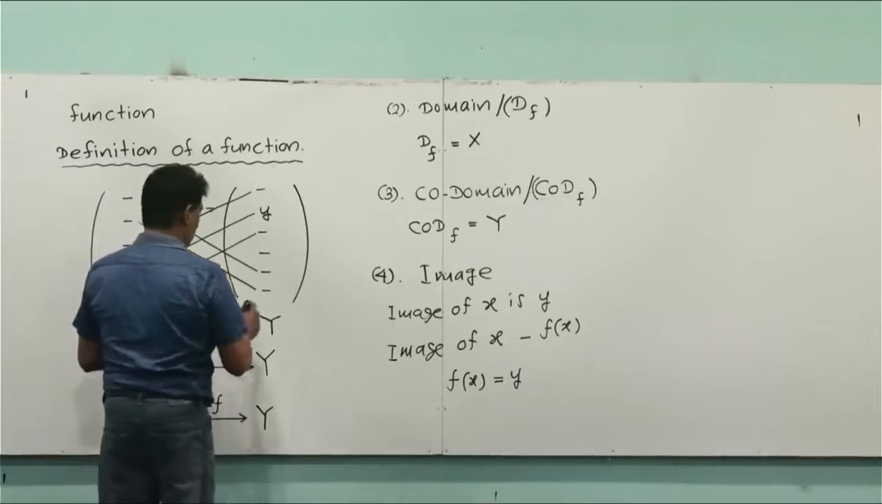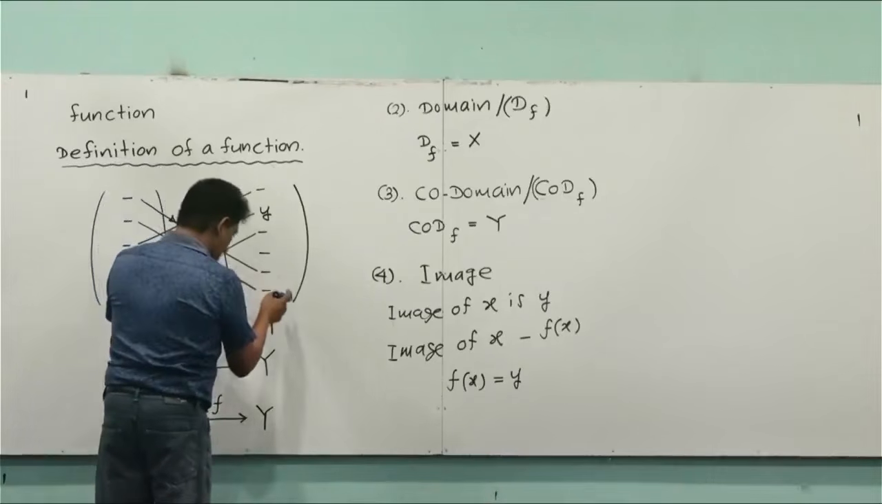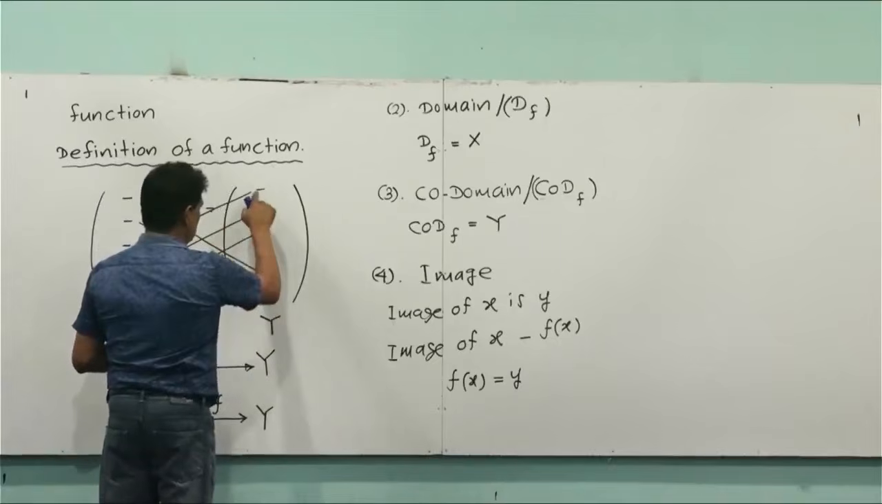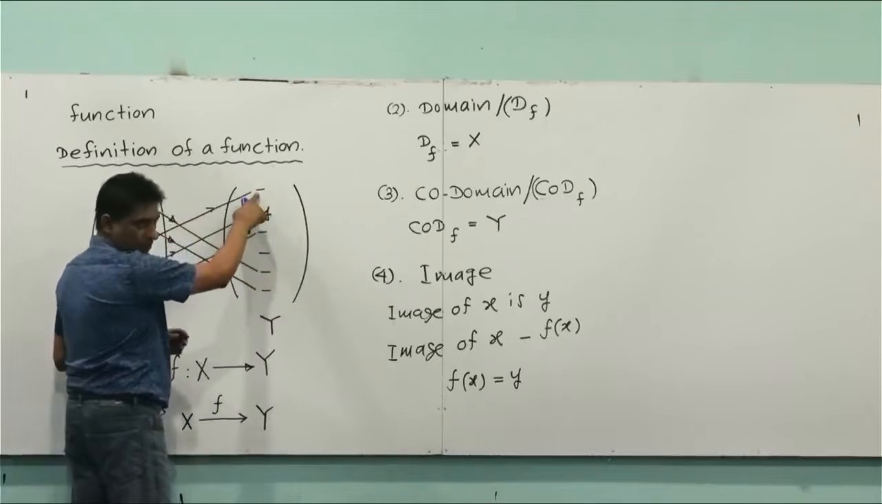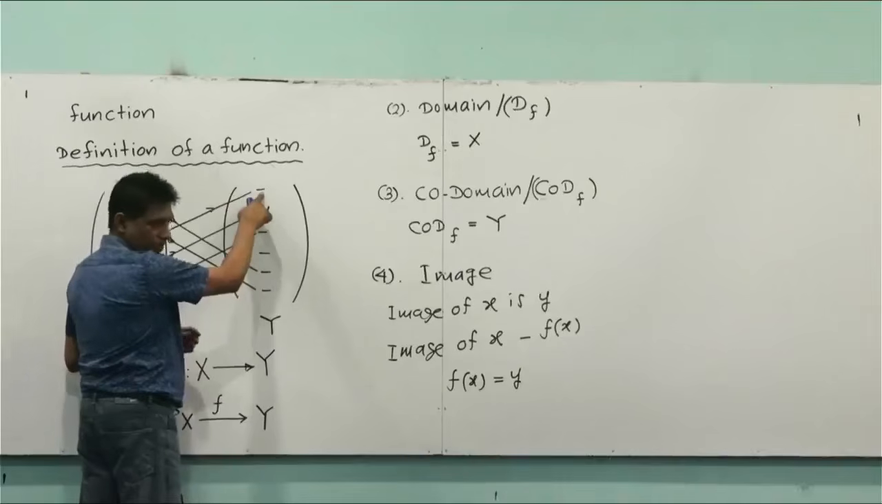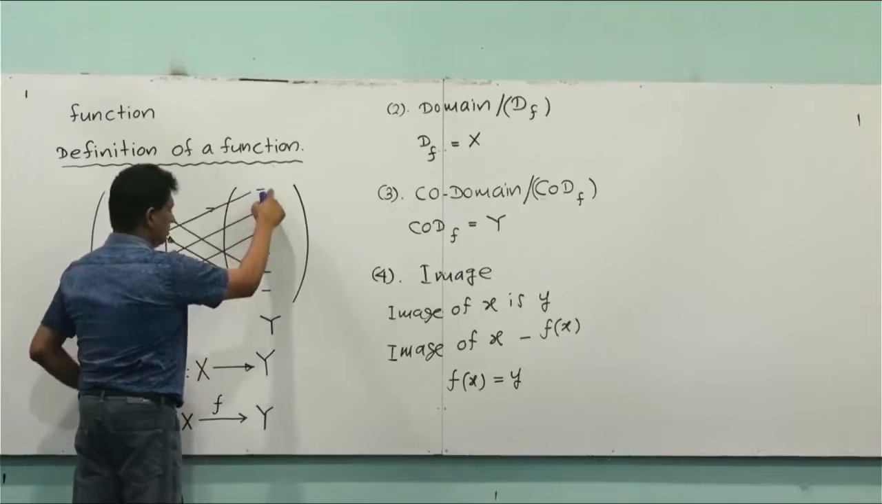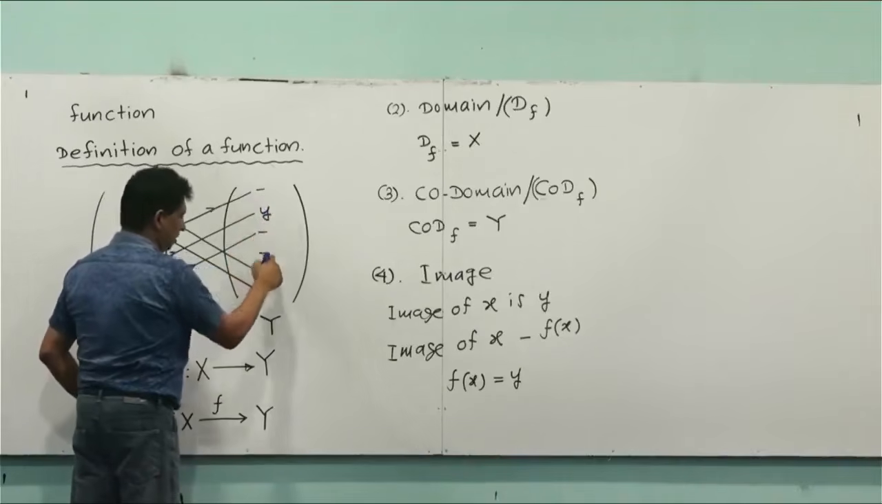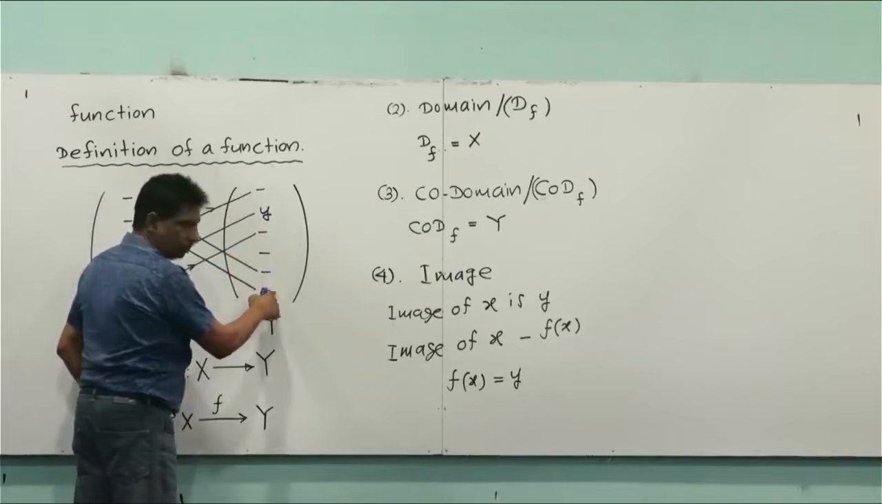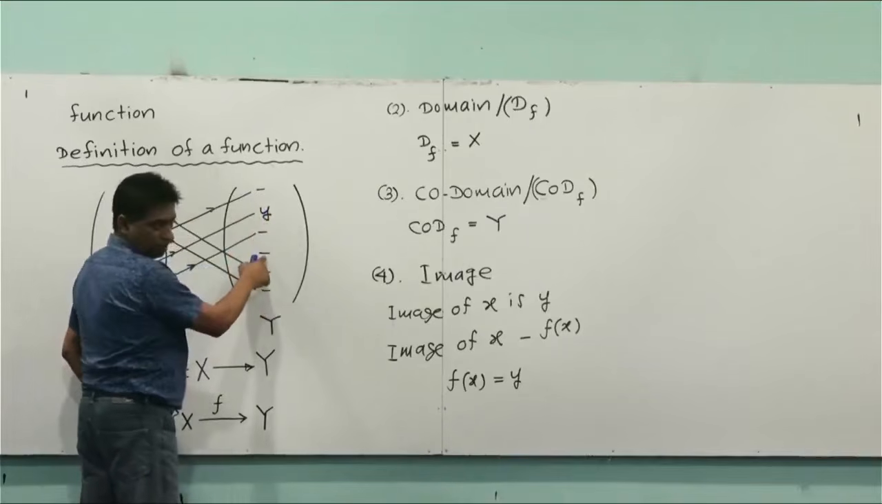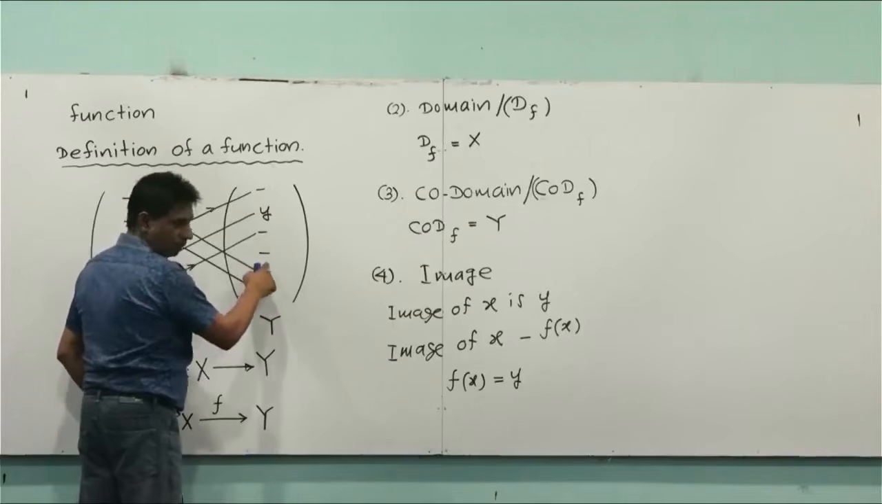Now by looking at the second set, we can say this element is image. No, why? There is an arrow to this element. This is image. This one image. This one image. This one image. But is this element an image? No. This is not an image, right?